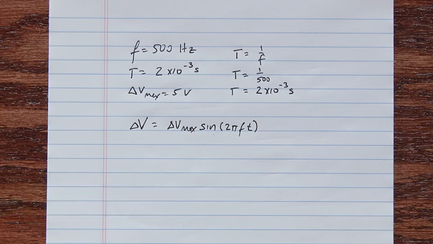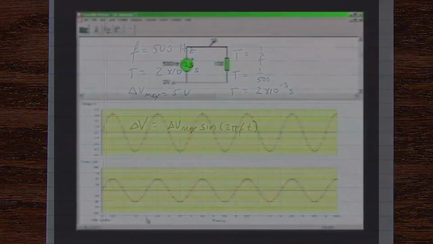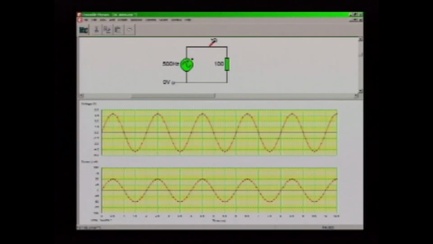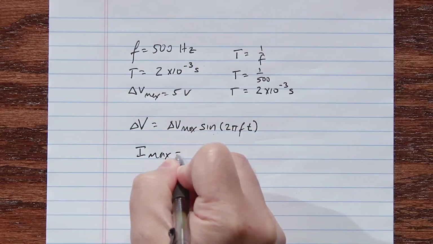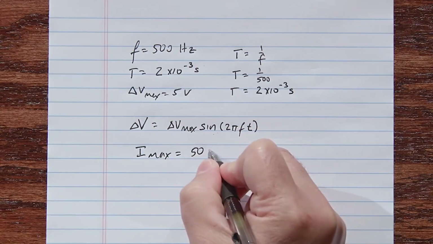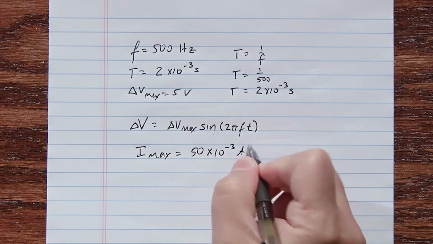Now, let's take a look at the current through the resistor. There's only one current in this circuit, so I can measure it anywhere. I'll measure it at this point, and you can see that the current is also a sine wave. The current starts off from 0, rises up to a maximum, down, up, down, and so on. And the maximum current is 50 milliamperes. So I'll make a note of that. I max is equal to 50 milliamperes, or 50 times 10 to the -3 amperes.